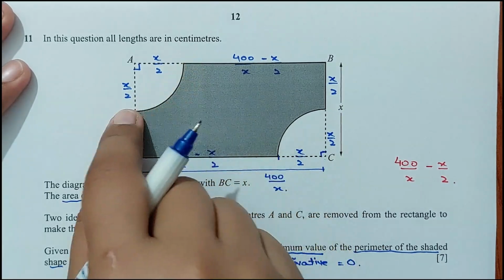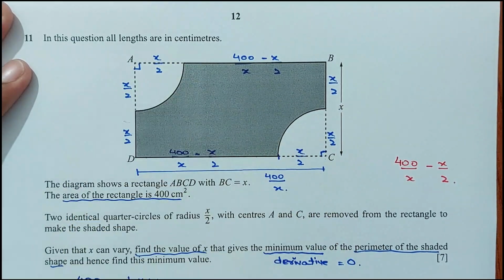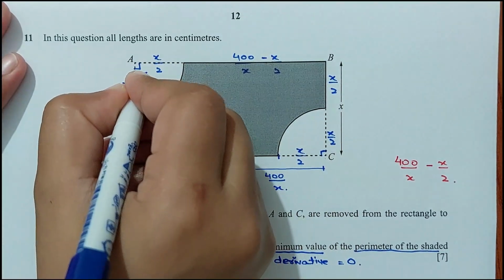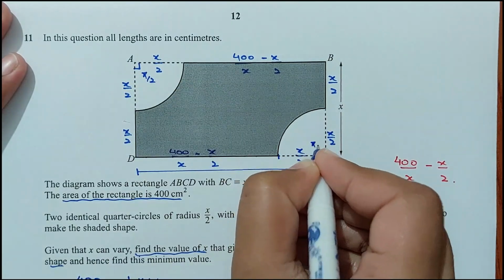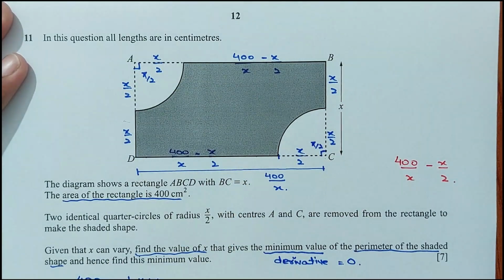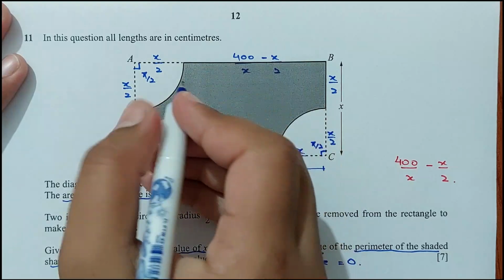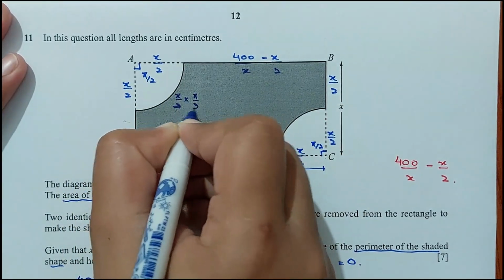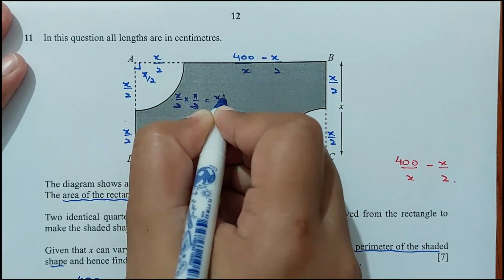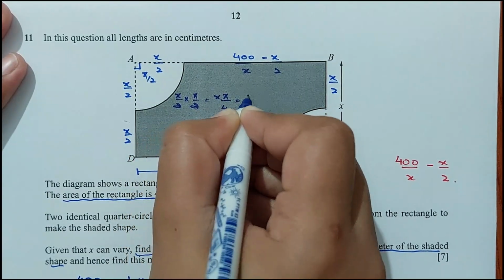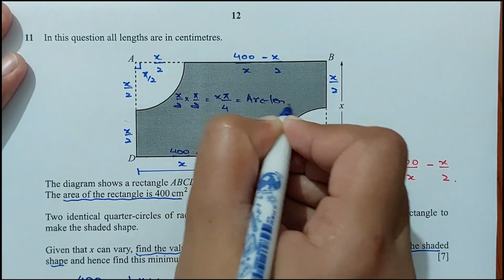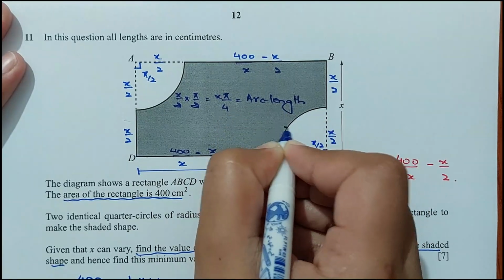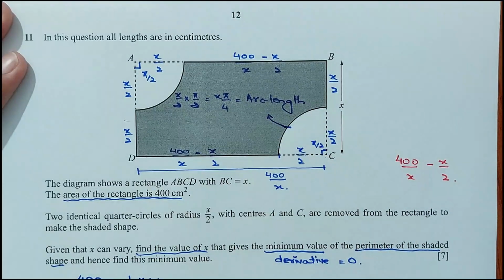Okay, this is an arc length basically. So when we are using this angle, we are using pi by 2. This angle is pi by 2. So arc length is radius times theta. So what is this length? Radius is x by 2 times the theta is pi by 2. So the arc length is x pi by 4. This is the arc length. And this arc length is again also the same, which is x pi by 4, right?